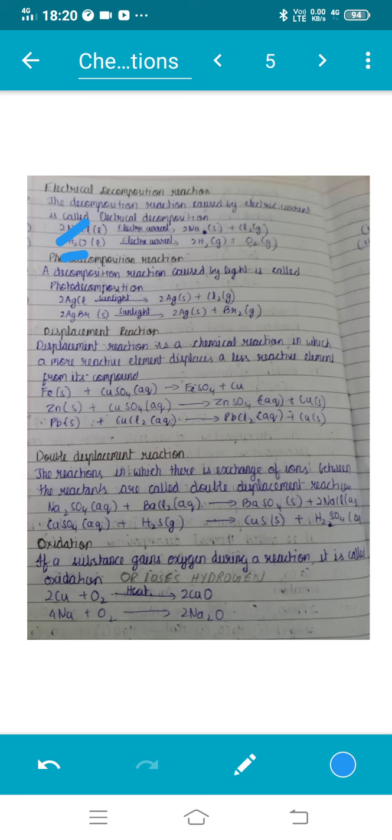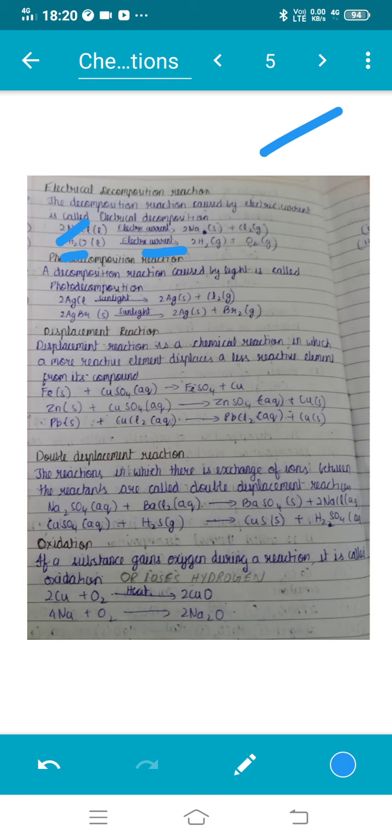The second reaction we have is water, which in the presence of electric current gives 2 hydrogen plus oxygen. So this is also known as electrolysis reaction, because electro means electricity and lysis means breaking down. So these are the reactions. In the examination they will ask about this also.